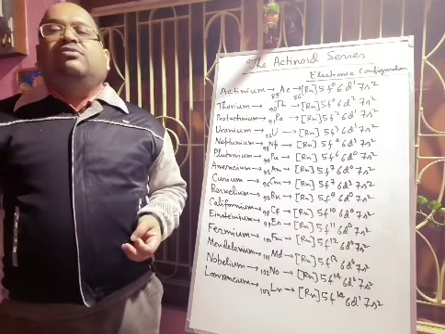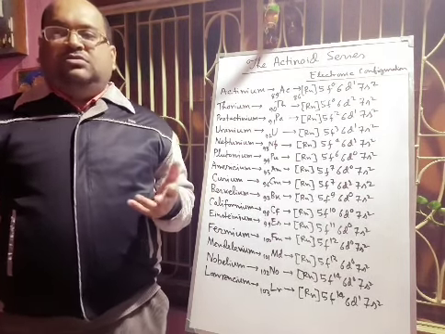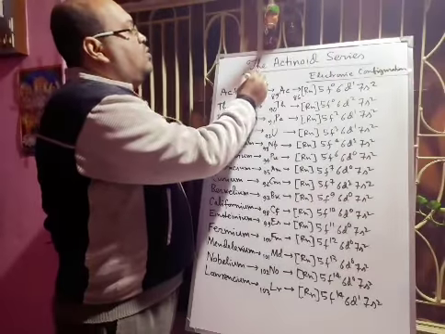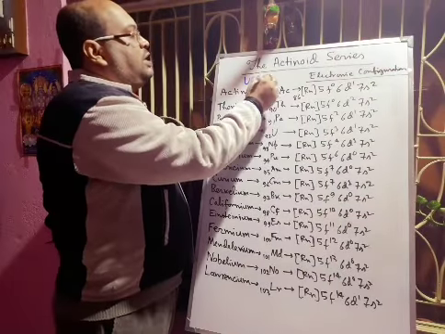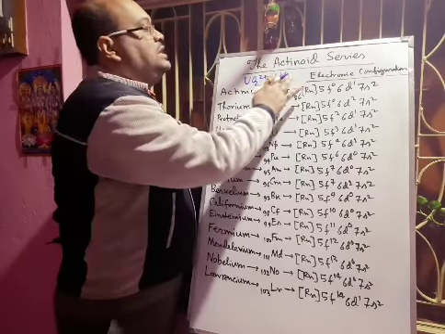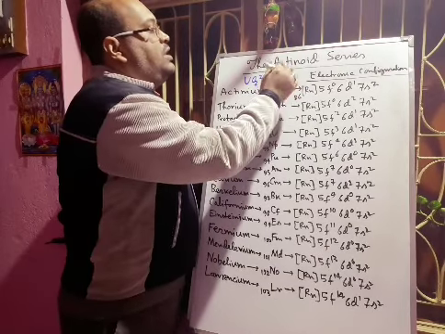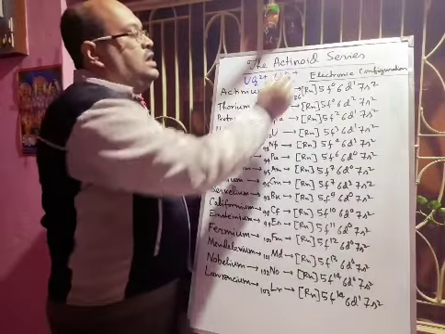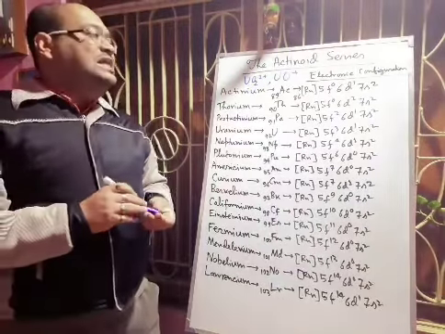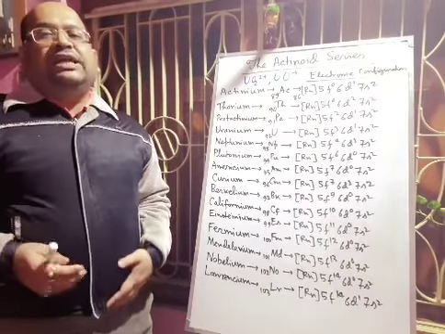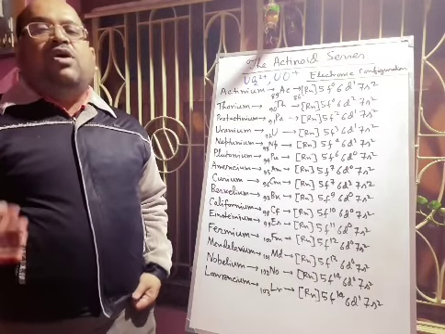Like we can tell you that UO2 2+, I am writing UO2 2+, and UO, that is uranium, oxygen, UO+, like this. So again I am telling that lanthanoids do not form oxocations, but actinoids form oxocations.